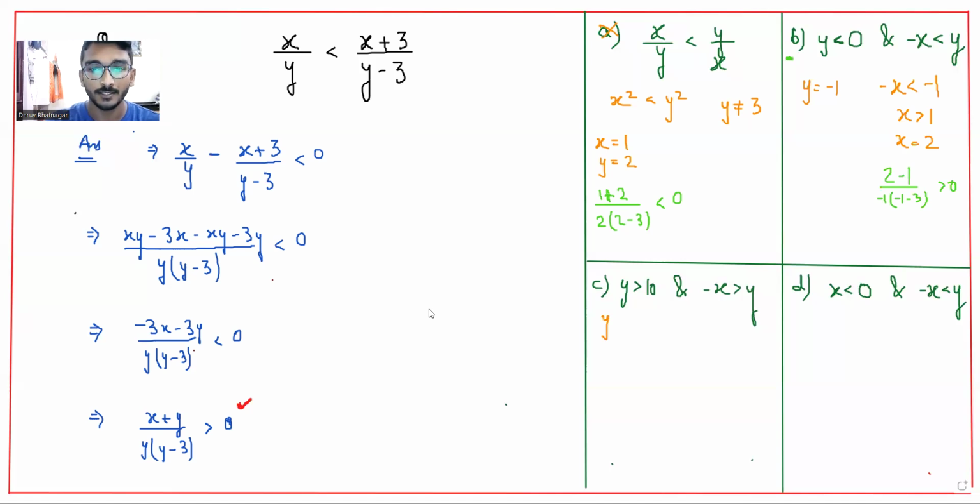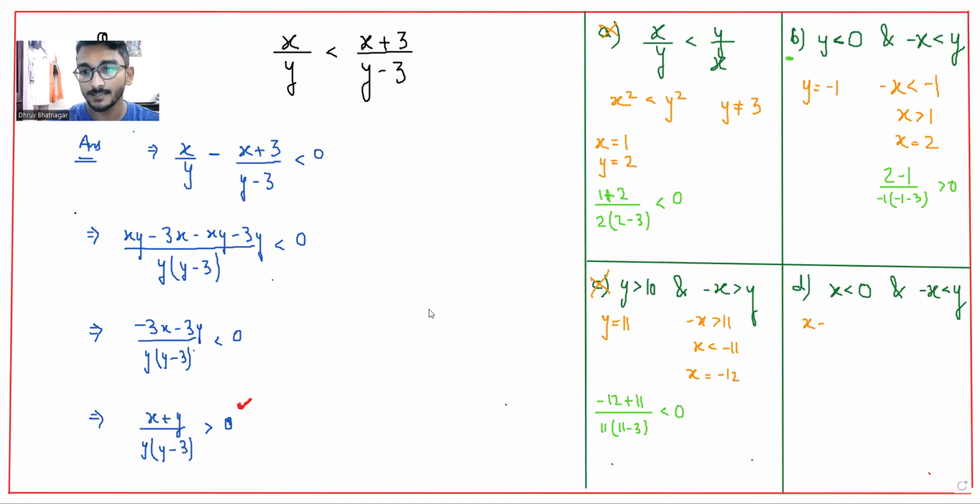I'm not sure. I'm just going through the third option. Y is greater than 10. So I am assuming y is 11. So minus x is greater than 11. If I multiply negative on both sides, the sign will change, and x is less than minus 11, which implies x can be minus 12. I am substituting this value in the condition given: minus 12 plus 11, whole thing divided by 11 times 11 minus 3. So I can say the numerator is negative, the denominator is positive, so the whole thing is negative. So the option is eliminated because I want a positive result.